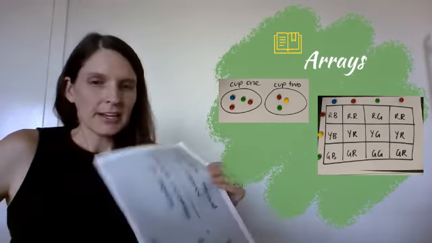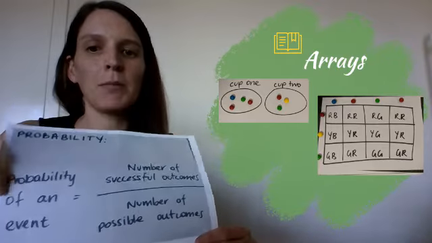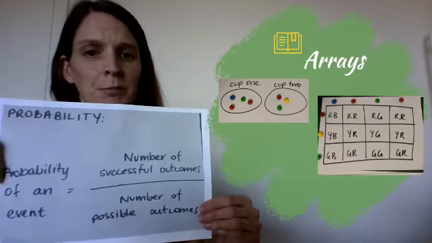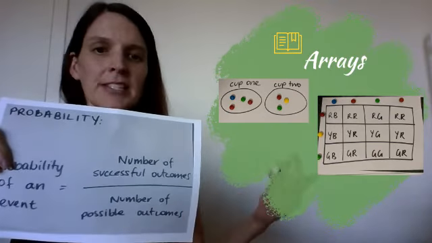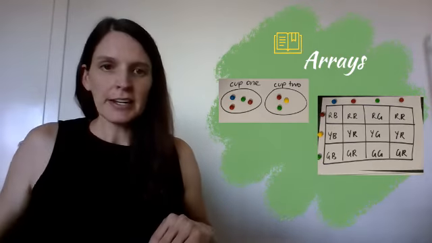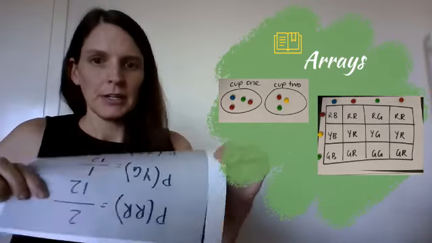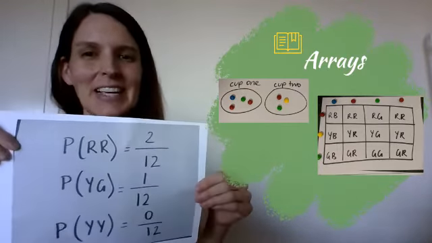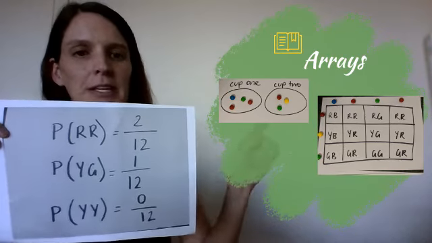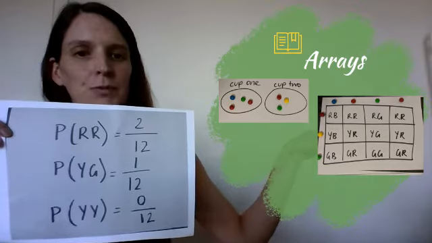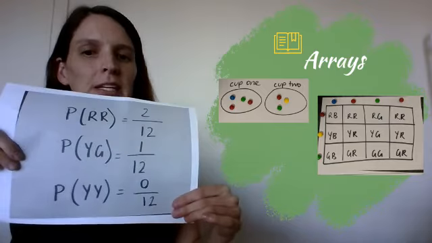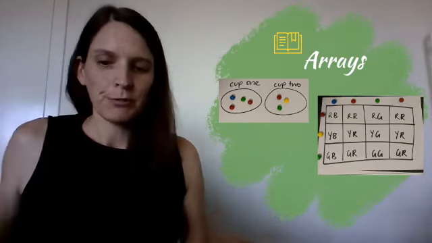You can then explore the probability of a certain event by looking at the number of successful outcomes divided by the number of possible outcomes. Using the array, it's really clear for students to find those outcomes. So, for example, the probability of drawing 2 reds is 2 out of 12 because there's 2 squares of 2 reds. The probability of a yellow and green is 1 out of 12, and the probability of a yellow and a yellow is 0 out of 12.